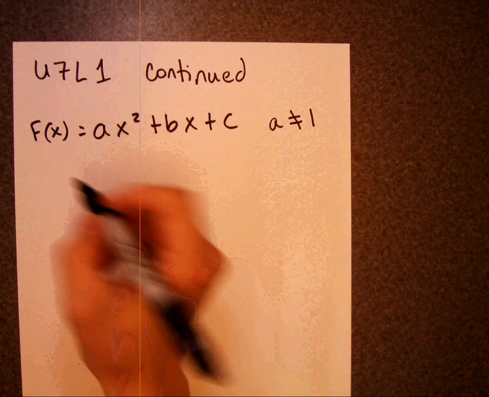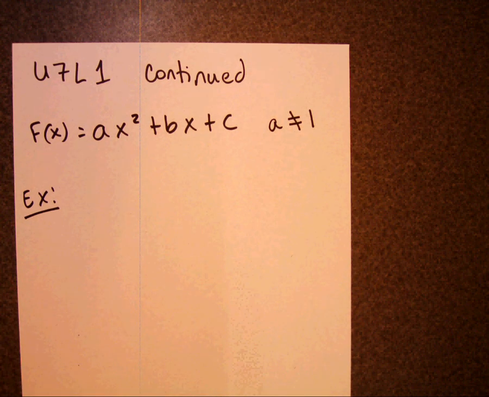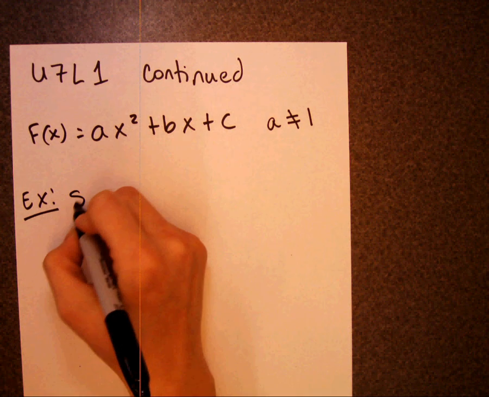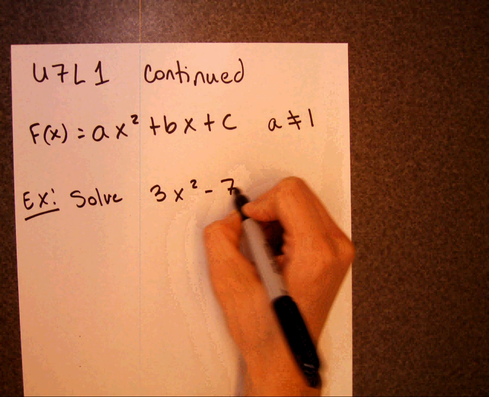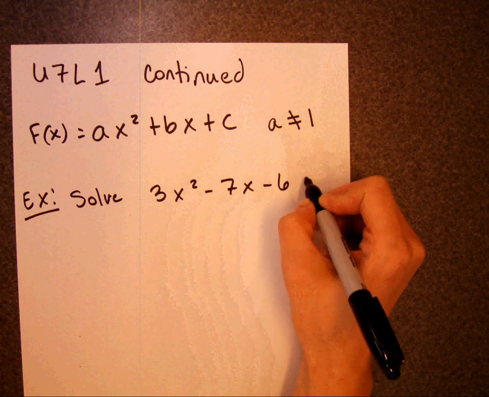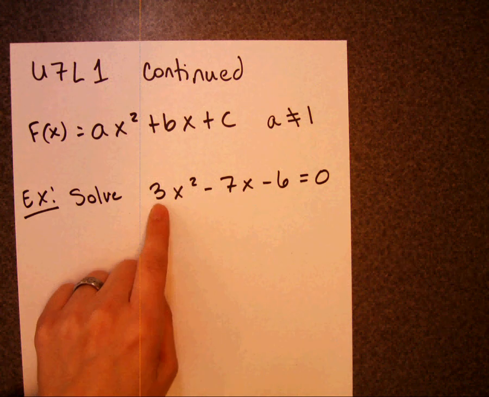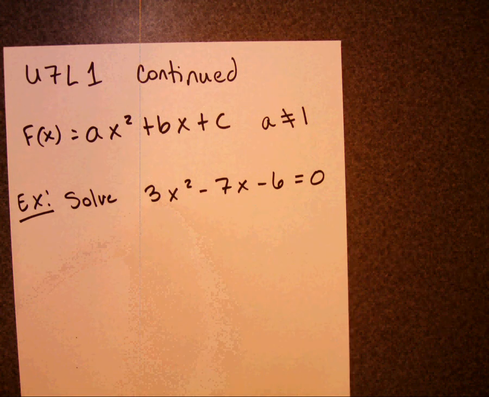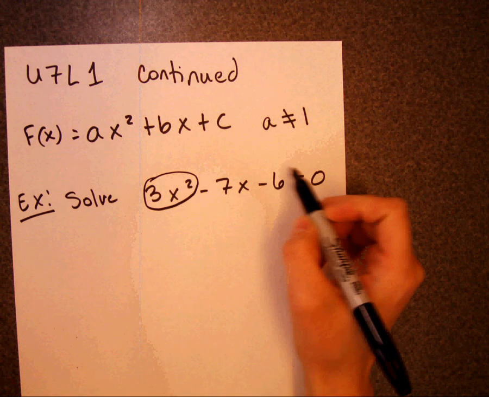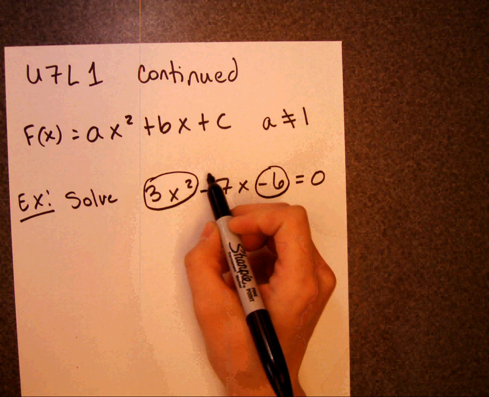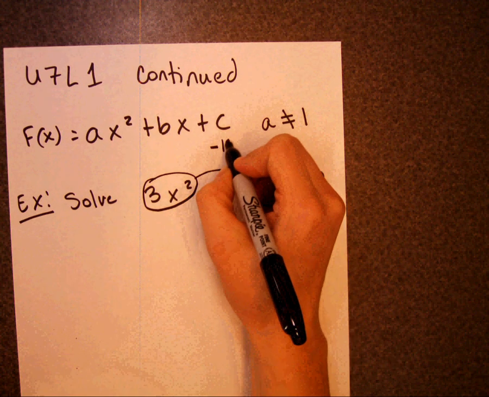So again, let's jump right in and look at an example. So let's say I want to solve 3x squared minus 7x minus 6 equals 0. So notice now I have a value in front of x squared. So what am I going to do with that? Our first step is going to be take the first term and multiply it times the last. So 3x squared times negative 6 gives me negative 18x squared.